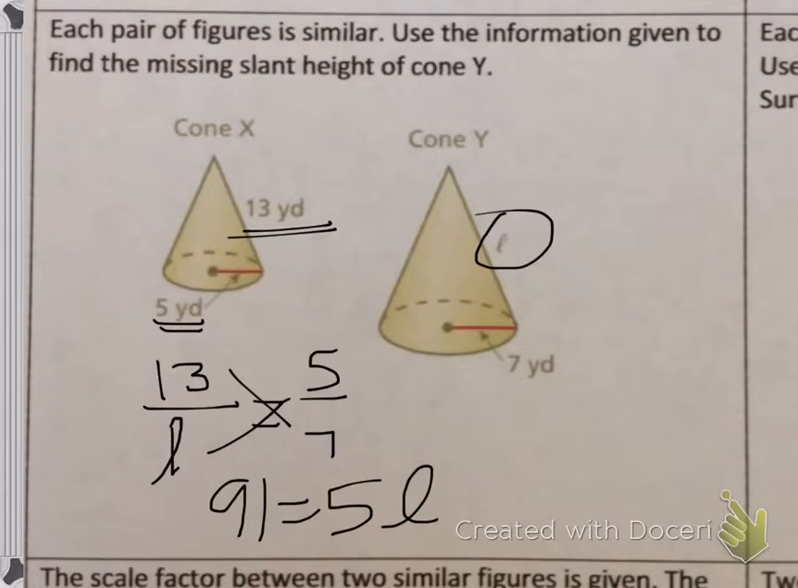I'm going to divide both sides by 5 in order to solve that. And when I do, I get my slant height as 18.2. And that would be yards because my measurement is in yards.